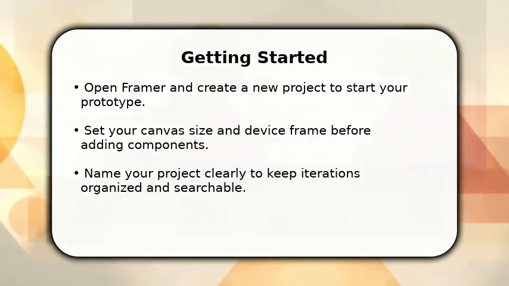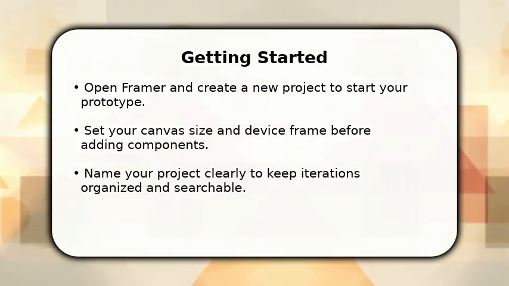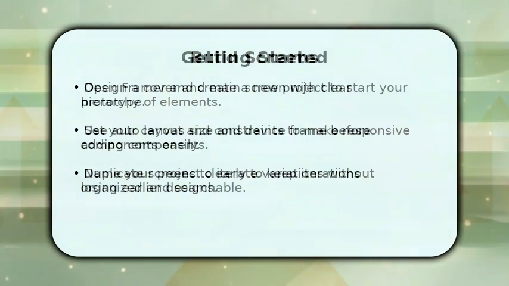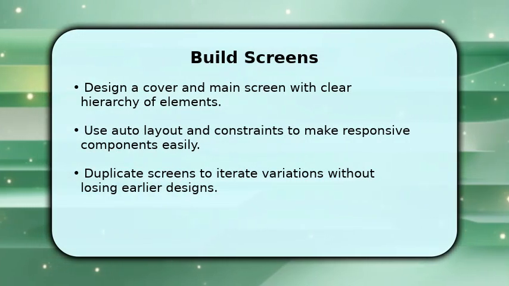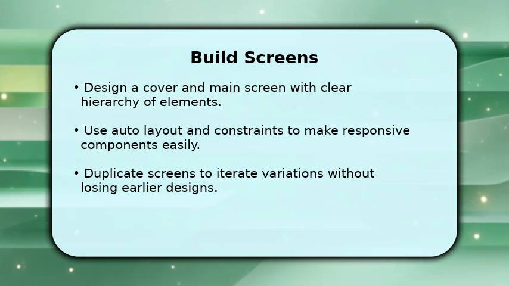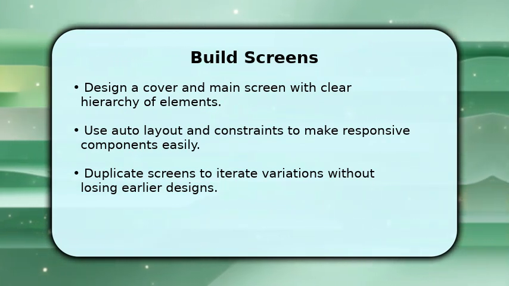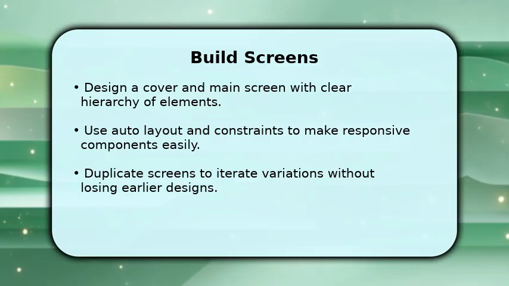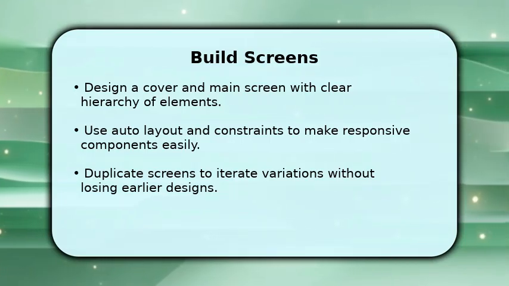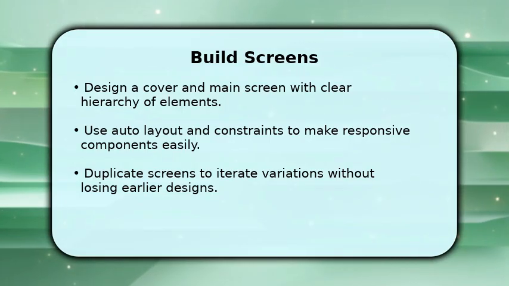Follow along step by step and pause when you need time to try each action yourself. Create each screen with intention and keep elements grouped for clarity. Use auto layout to save time and make elements adapt to different widths. Duplicate screens to test variations and keep a clear naming system so you can find states fast.